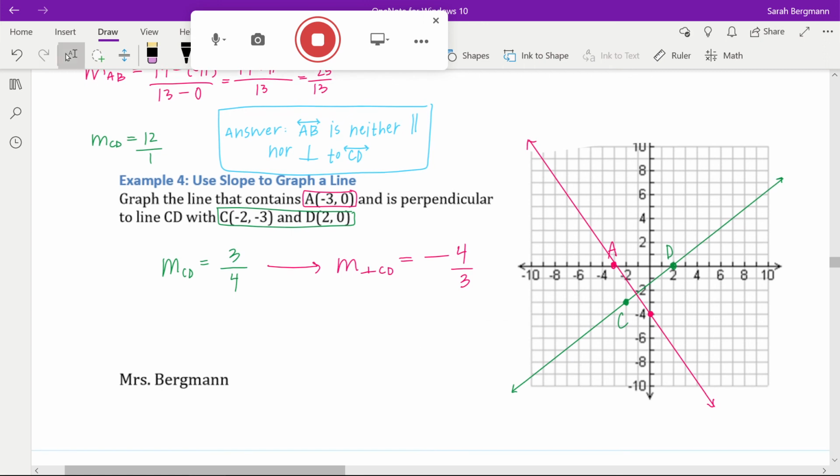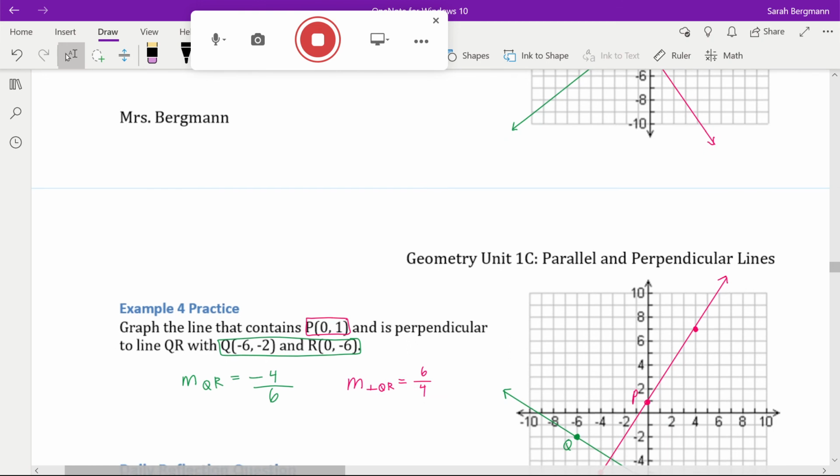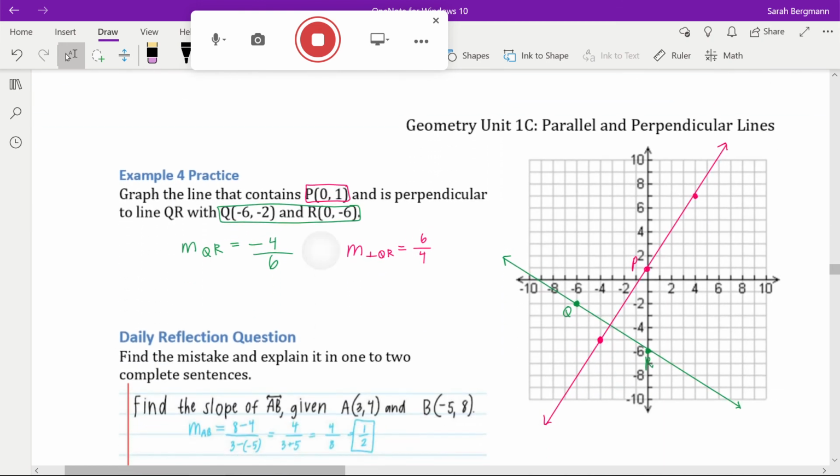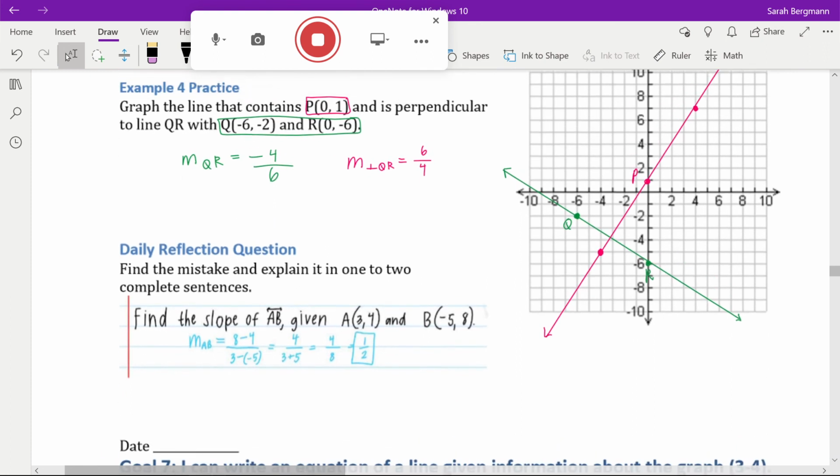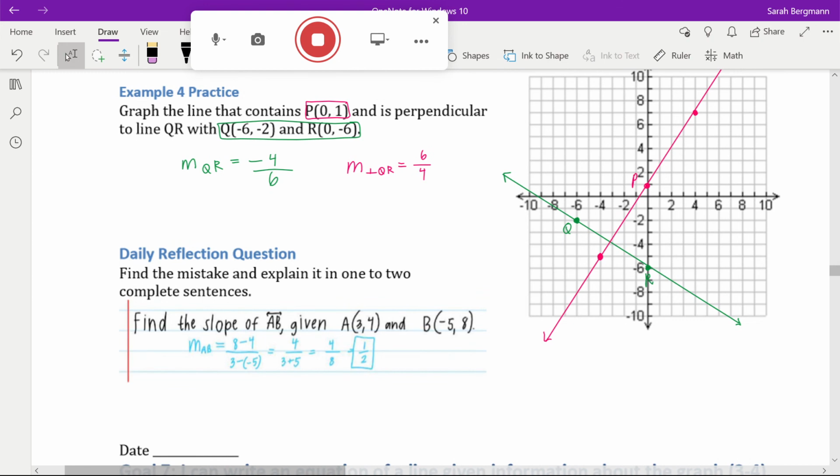Pause the video and try the practice problem below. Here's the correct answer. For this one, since you're going up 6/4, you could go up 6/4 to the right and just draw that line. You can also go to the left 6 and down 4, just so that you can make sure that you cross through line QR.